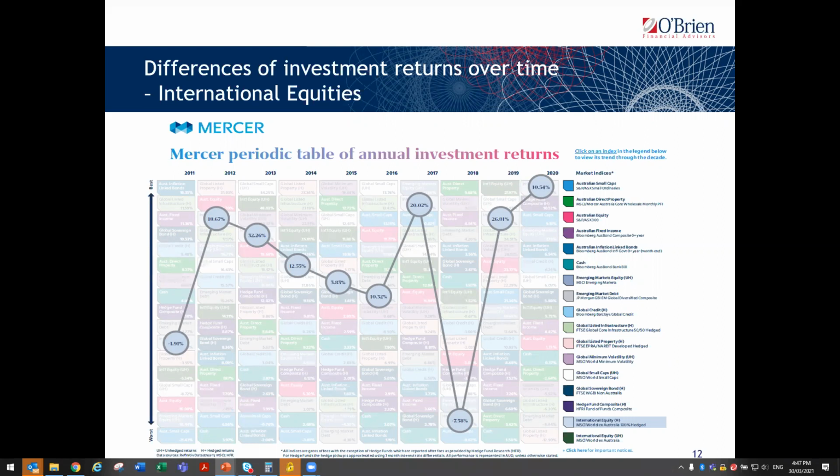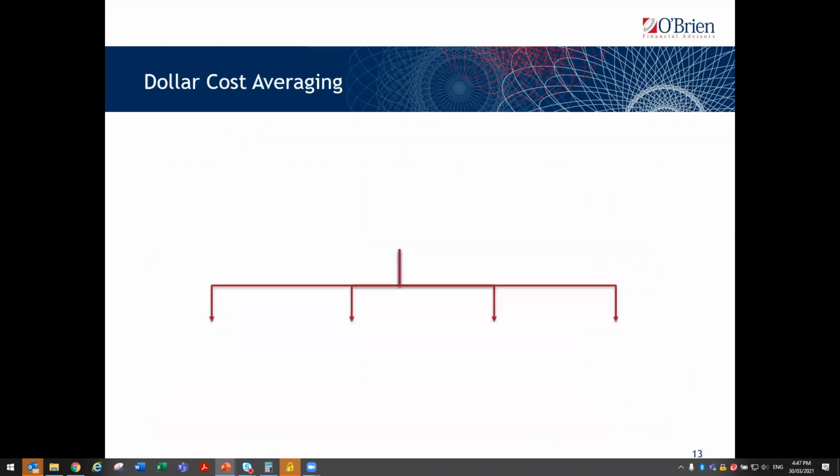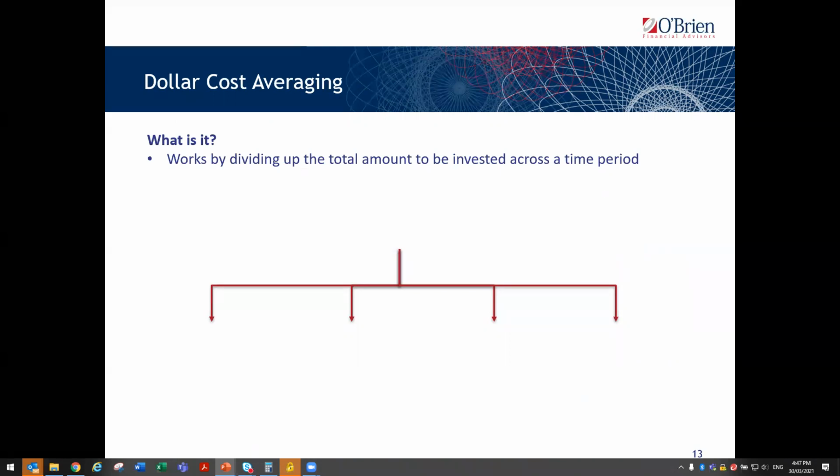The next topic that we're going to look at is investment dollar cost averaging. So what is this? It is an investment strategy that we frequently use that works by dividing the total amount available for investment over a specific time period. The time period can be weekly, fortnightly, monthly.